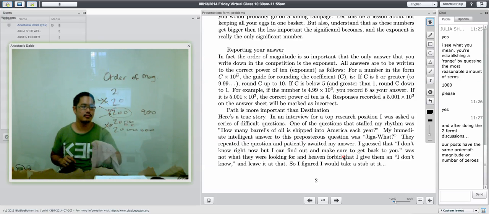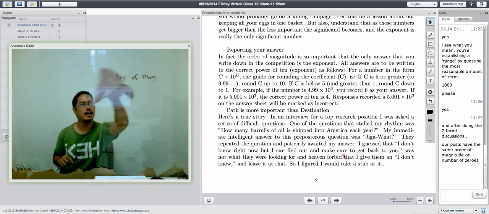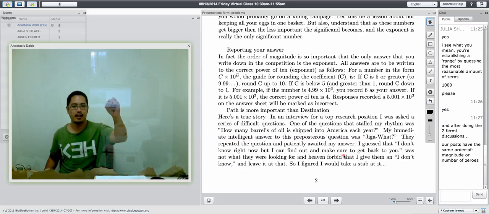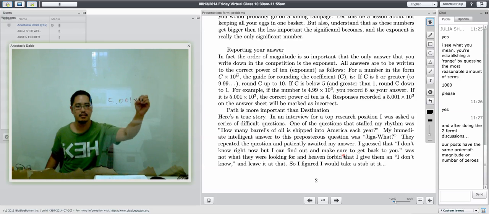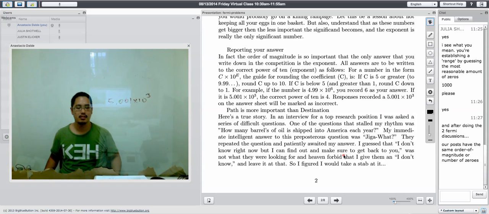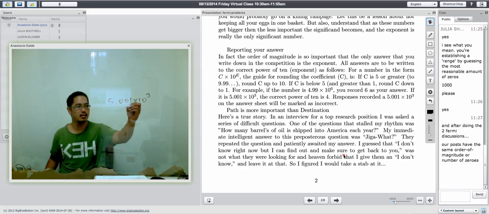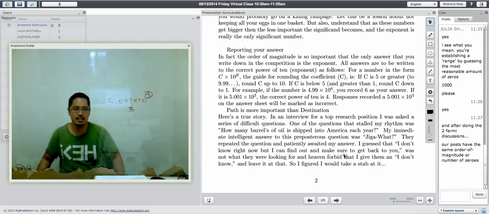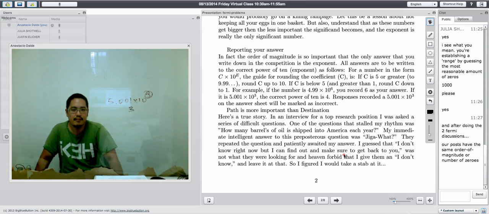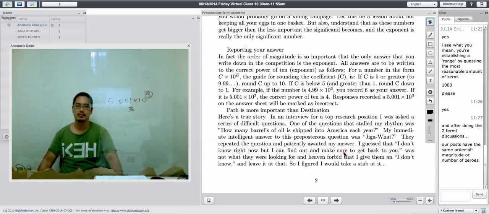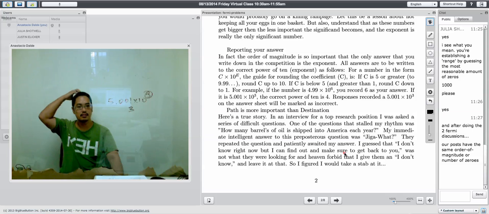For example, in the competition that we were doing, if we had a number like 5.001 times 10 to the third power, all we would have to do is just say, all right, well, the answer's 3. Because all we were writing down is the exponent. After we record the number, we just record the exponent in there. Does that make sense to you? I realize that there might be a typo here. I don't know why I put 4 there. That should be 3.